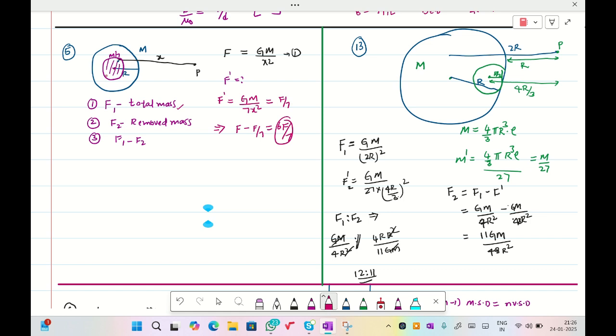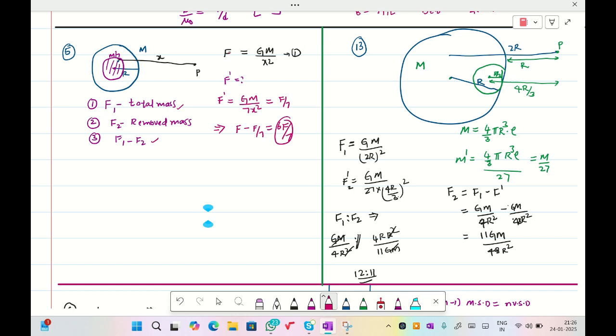That means, as shown in the figure, like this only they removed. That means for this removed part also the distance is the same. For the removed mass also, the distance to the point mass from the center of the removed mass is the same. Therefore, here they are asking what is the force by the remaining part. What is the force by the remaining part means you have to subtract the two forces. That's enough. This is the answer. First you have to find the force on the point mass due to the total mass, then the force due to the removed mass, and for the remaining mass, subtraction.